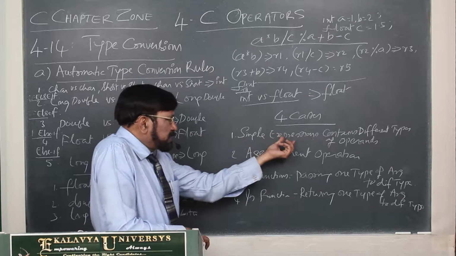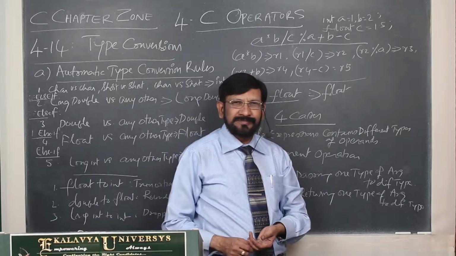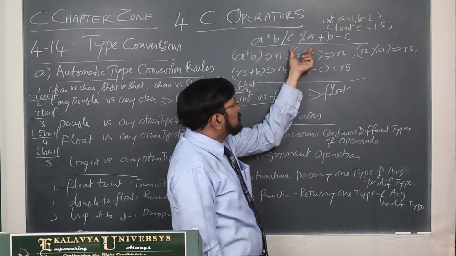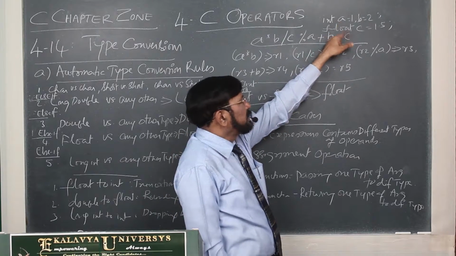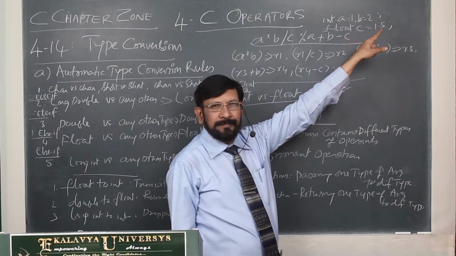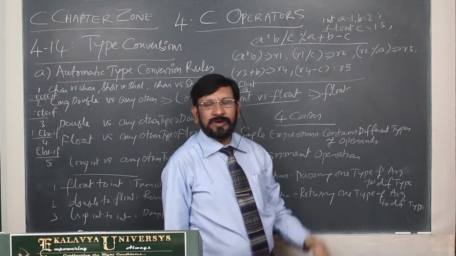A single expression contains different types of operands. For example, take this one, this is the expression. This expression contains different types of operands. A and B are int type and C is float type.